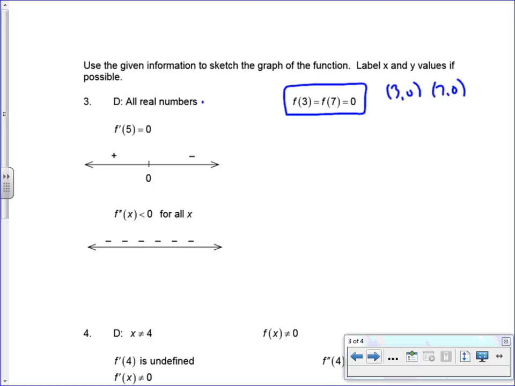All right? Okay. What's this right here say? F prime at 5 is 0. The slope at 5, okay? The slope is 0. So what does that mean? It means it's flat.